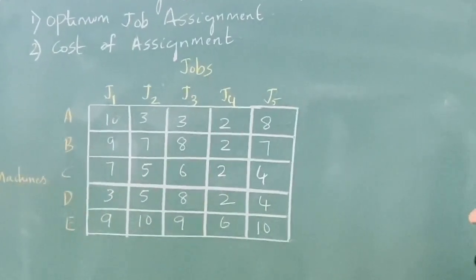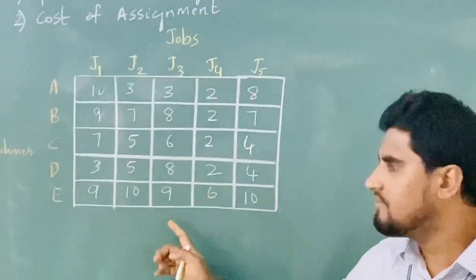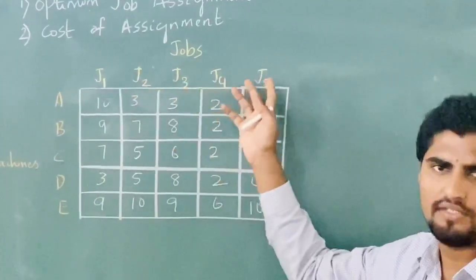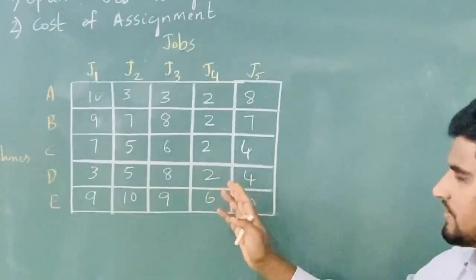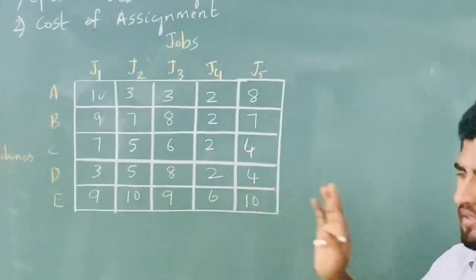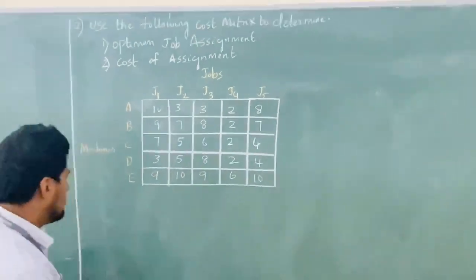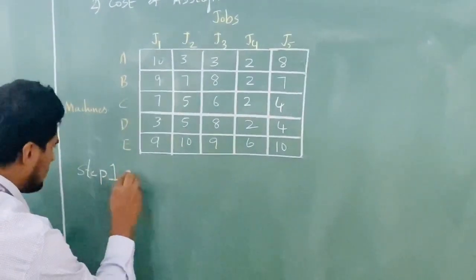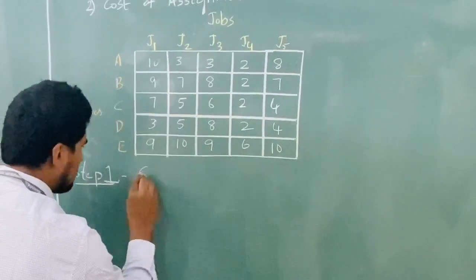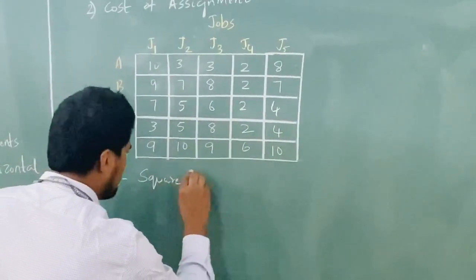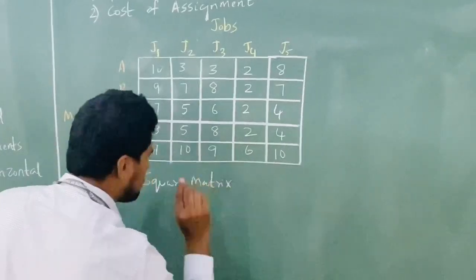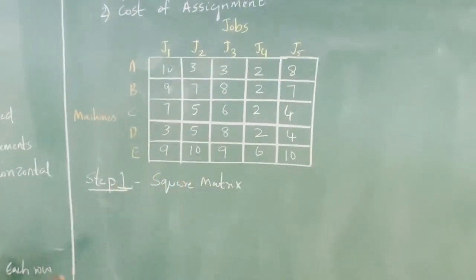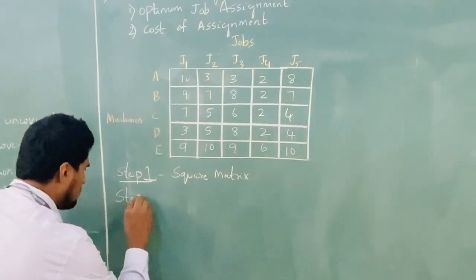Step number one is we need to check whether the given matrix is a square matrix or not. Since there are 5 machines and 5 jobs, it is a square matrix. The order of the matrix is 5 into 5. So step number one says it should be a square matrix, and it is a square matrix, so step number one is satisfied. We shall move on to step number two.